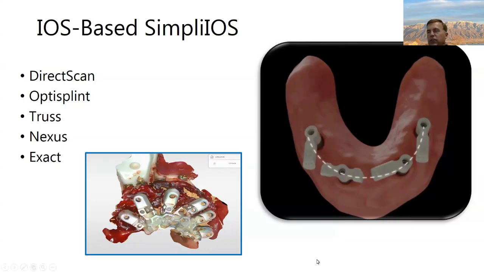Direct Scan and Nexus, for instance, are pure digital. They don't make an analog file. You don't need an analog file. You scan it, send it to your laboratory.